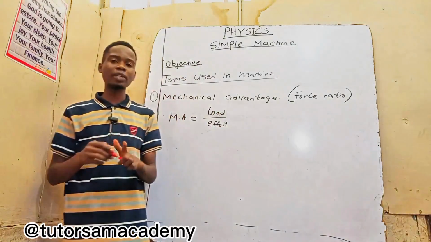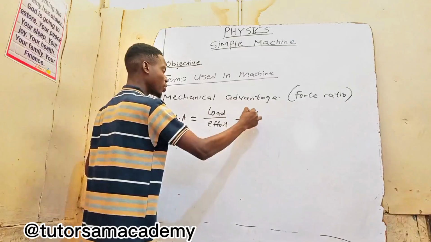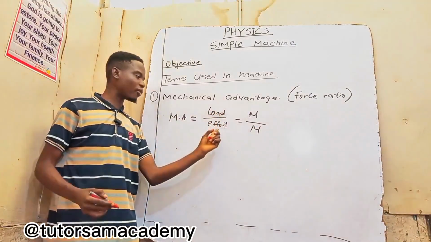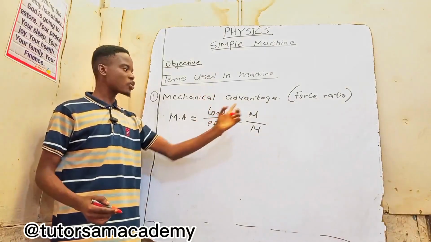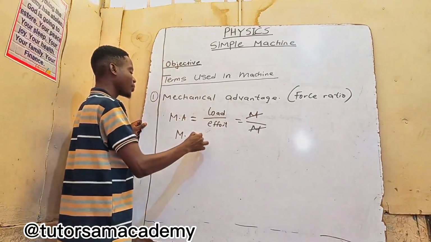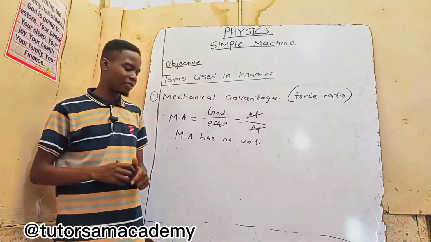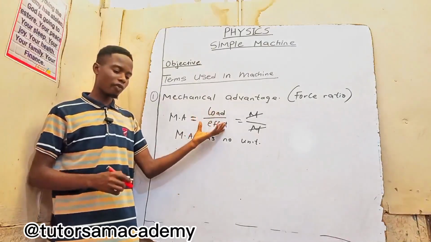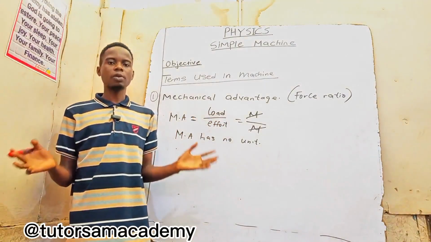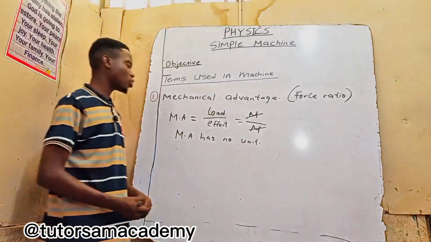Don't forget, from my definition of machine, I said load is a force. So the unit of load is Newton, because the unit of force is Newton, and the unit of effort is Newton, because this is an applied force and this is a resisting force. So Newton divided by Newton will cancel each other. So we can say that mechanical advantage has no unit. That is all about mechanical advantage. It's the ratio of load to effort. Load is the amount of substance overcome by a machine, while effort is the force applied to that machine.